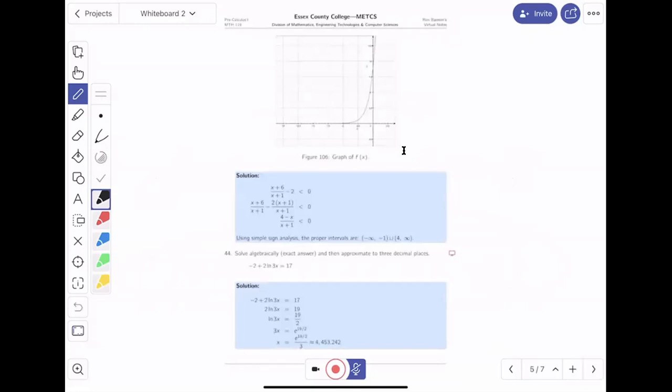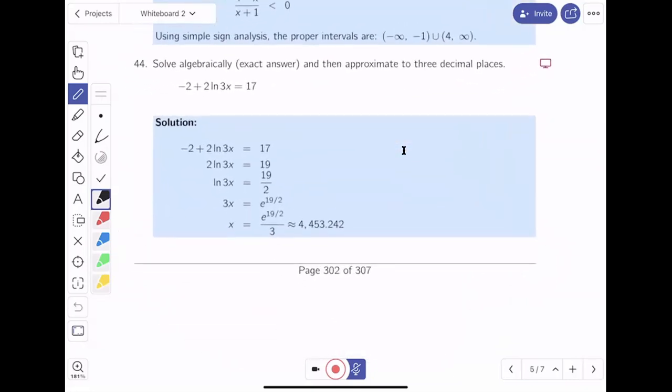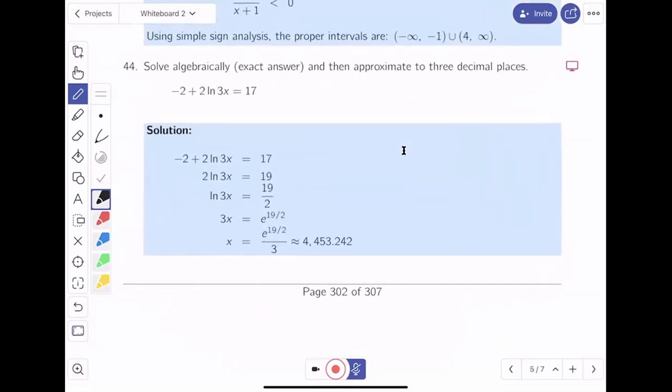All right. So number 44, again, they want me to solve it algebraically, exact answer, which is really what we do in exams. Approximate, can you use a calculator? Well, let's go through it. So what do I see over here? I see 2 ln 3x equals, well, I'm going to add 2 to both sides, which would give me 19. ln 3x equals 19 halves.